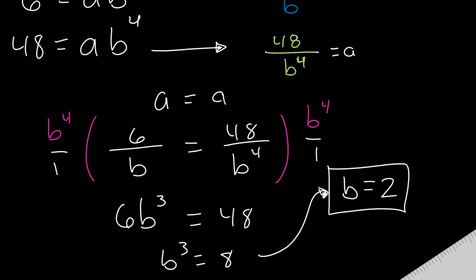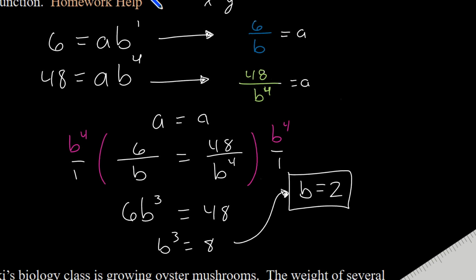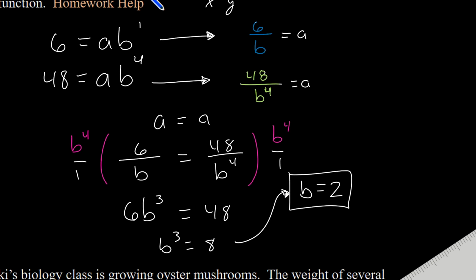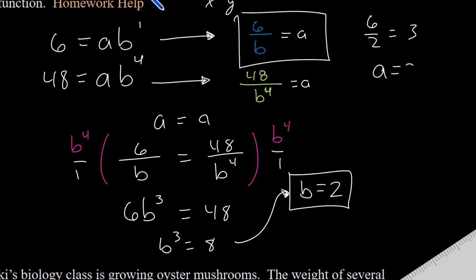That means B is 2. 2 times 2 times 2 is 8. Now I need to figure out what A is, and that's pretty simple because if you observe right here, it says A is just going to be 6 divided by 2, right? So A is 6 over 2, which is 3. So that means that A is 3.